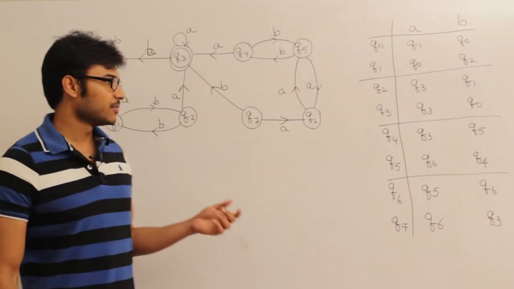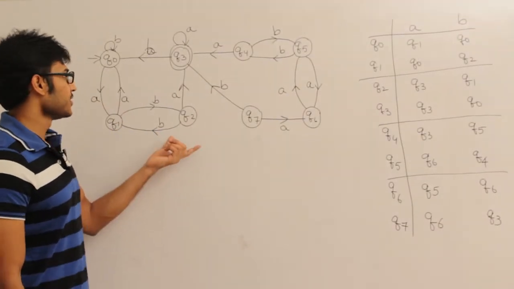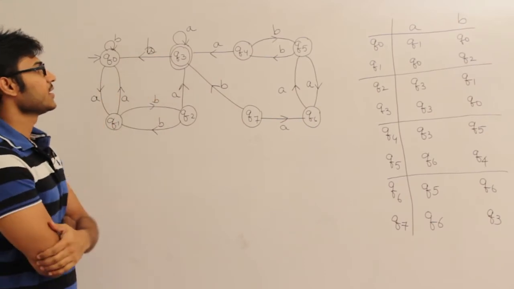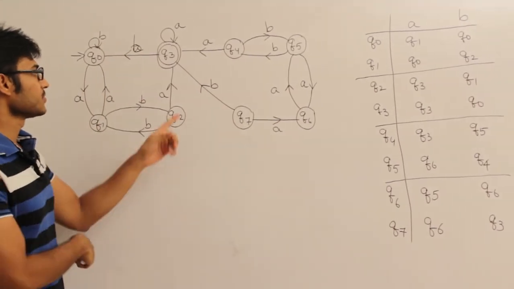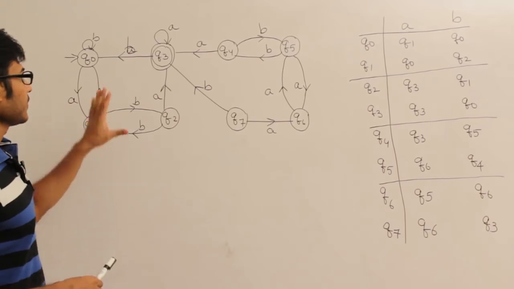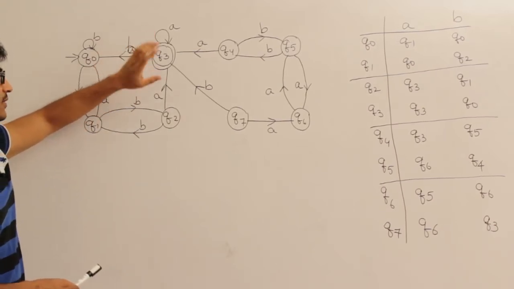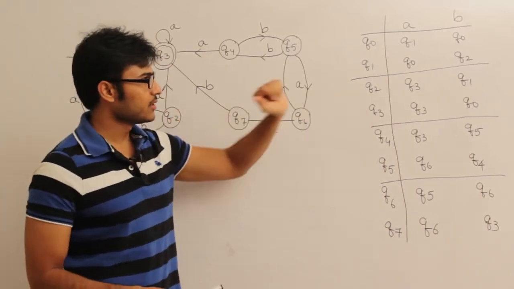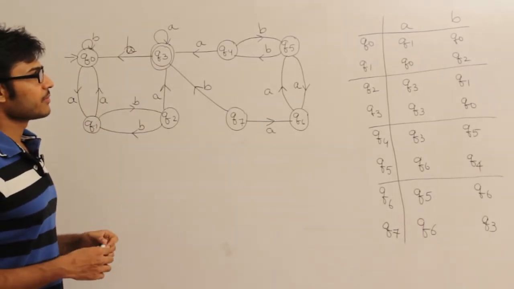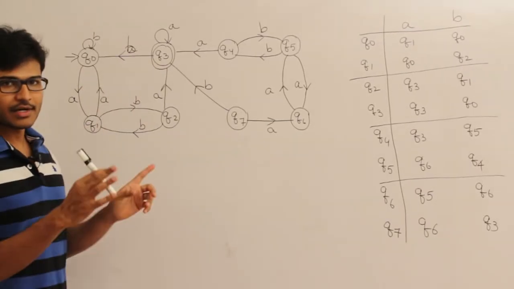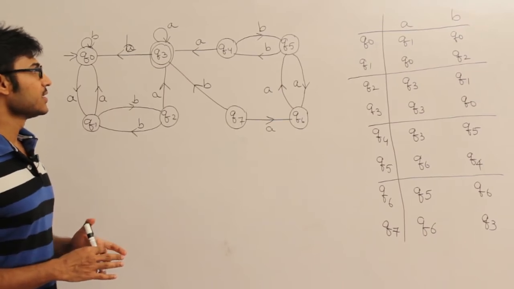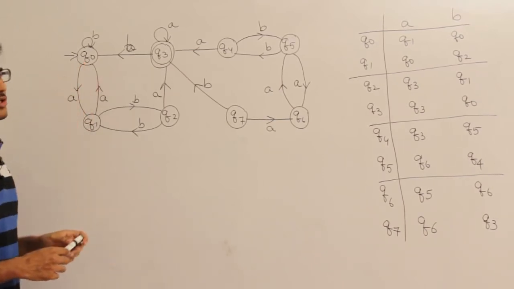Now let's try to minimize this DFA. First of all, it is a DFA, you can check it. For every state there is a transition on small a and small b, and let us assume that this is the input given and I have converted it to the table. Then before going further and applying the 0 equivalence, 1 equivalence, this partitioning method, let us see if all these states are reachable from Q0.